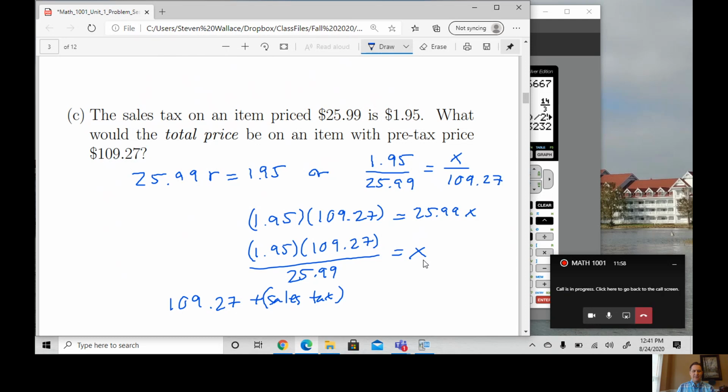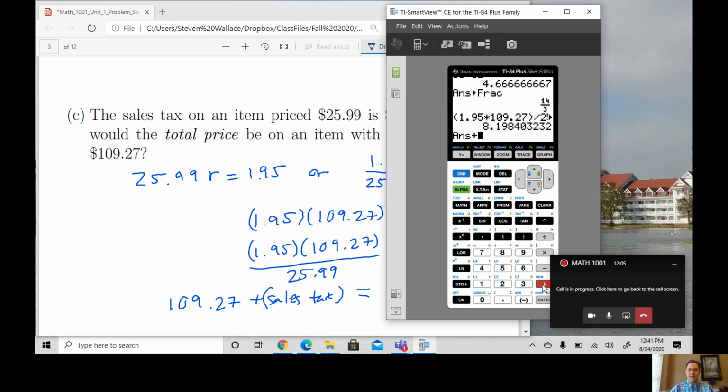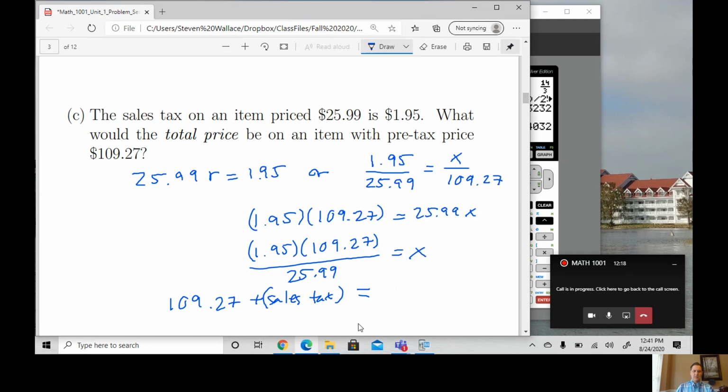$109.27 plus what we just got for X, which we can get by taking what's already in the calculator and adding then $109.27. And then we'll round off at the very end, which is $117.47. $117, what did I say? $117.47.